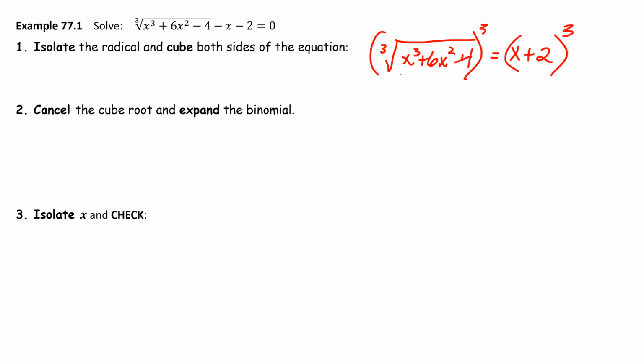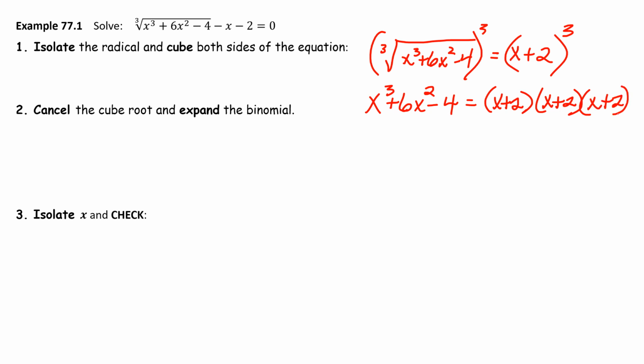So the left side, the cube root cancels out, and we're just left with x cubed plus 6x squared minus 4. On the right side, be very careful, because this is not x cubed plus 2 cubed. It is not. It is x plus 2 times x plus 2 times x plus 2. So you have to multiply this all the way out.